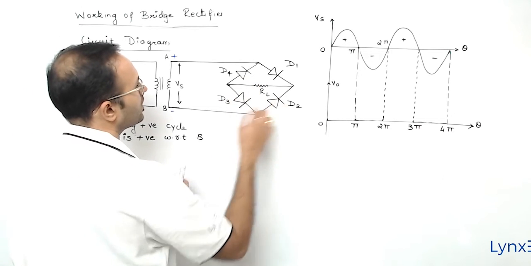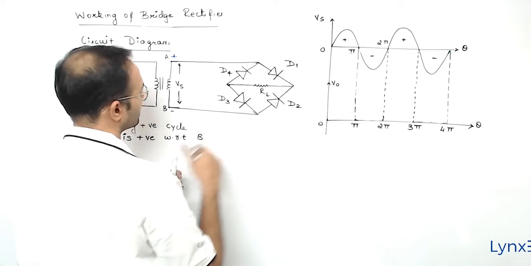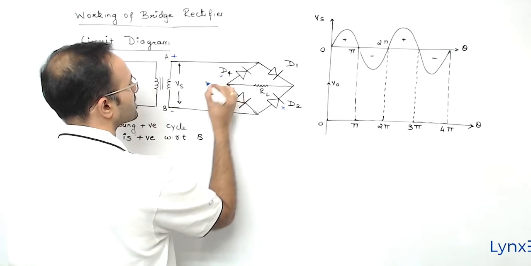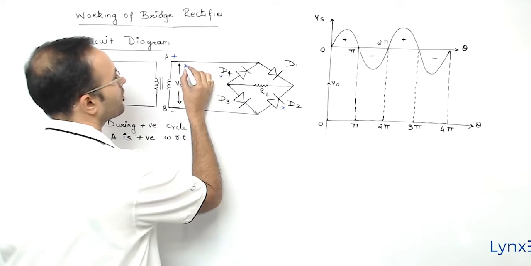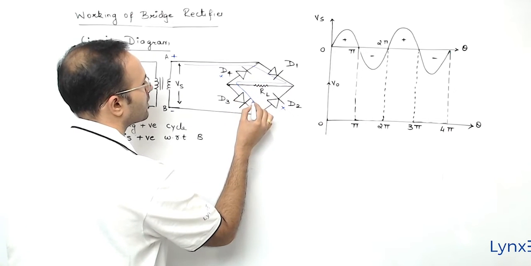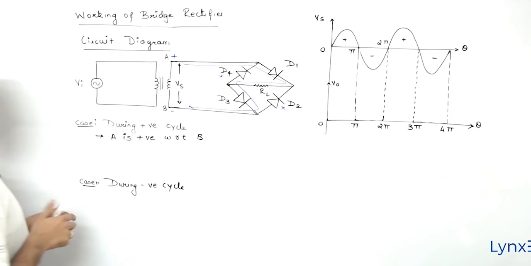As these 2 will be reverse biased, this and this will be getting shorted. Remember, if these 2 are reverse biased, this is not working, this is not working, so your current will be flowing in this manner, and it will reach P. So in this way your current will be flowing.